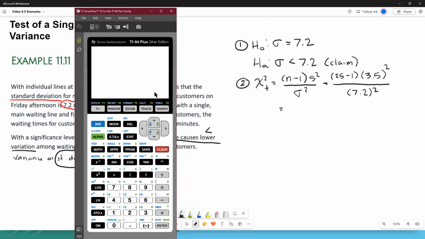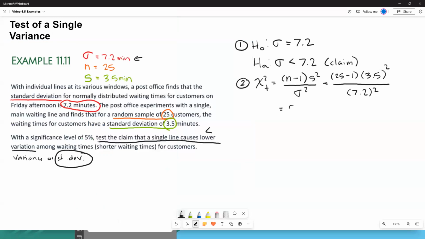So I know 25 minus 1 is 24, 3.5 squared, and then divided by 7.2 squared. And we get 5.671, and so on. I'm going to round that to 2 decimal places, so 5.67. You're absolutely free to round it further, but you need at least 2 decimal places.